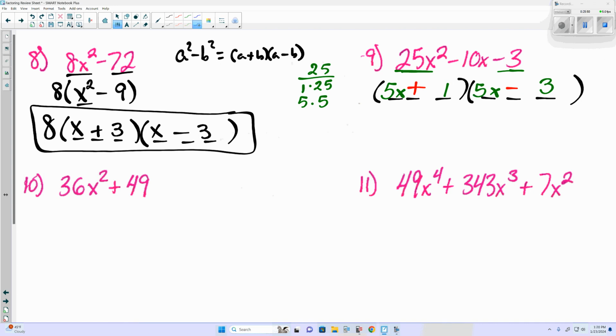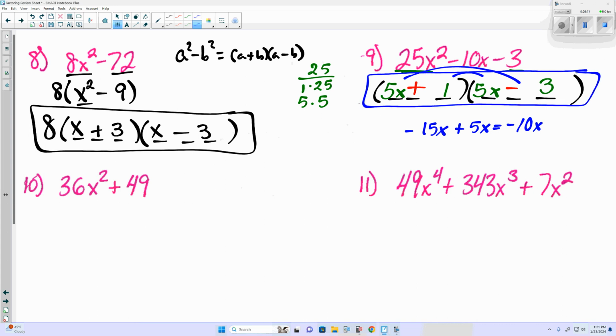Questions on how we got this set up? At this point here, we can check to see if we've got the correct setup. 5x times negative 3 is negative 15x. 1 times 5x is positive 5x, so plus 5x. And negative 15x plus 5x is negative 10x. So 5x plus 1 times 5x minus 3 are the correct set of factors.